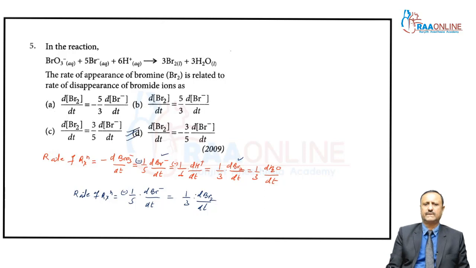Why? Because when this 3 goes to the bromide side, then you get 3/5. Here the negative sign is placed because dBr is on the reactant side, and you get the dBr2. So, my dear students, you get the dBr2 upon dt concentration, and here dBr minus dt. So, you can see option D is the correct answer because you get option D in this way.